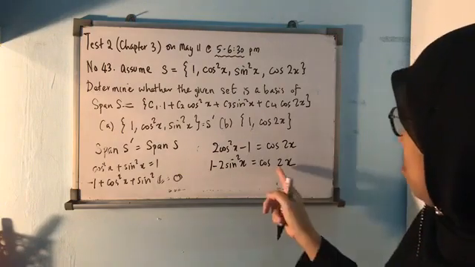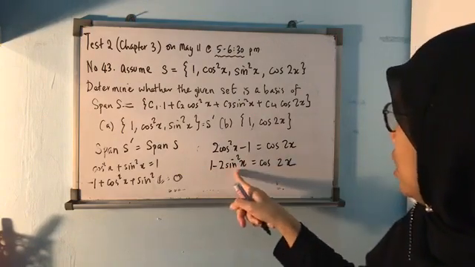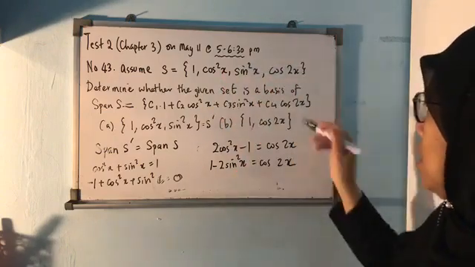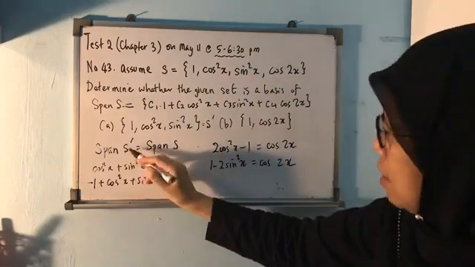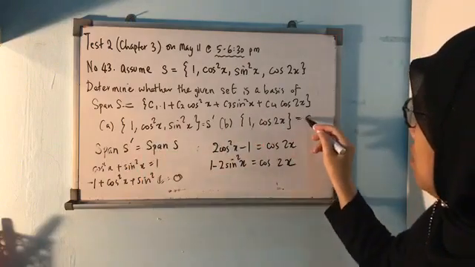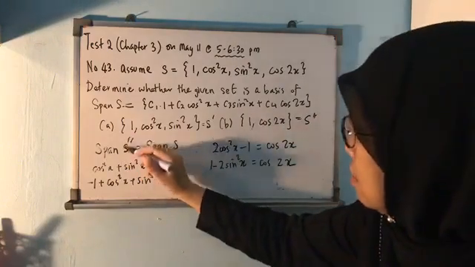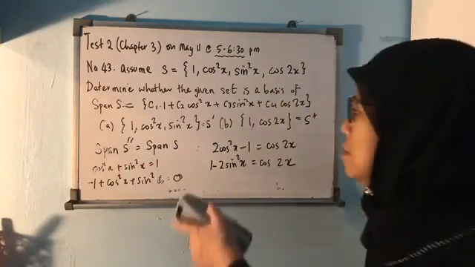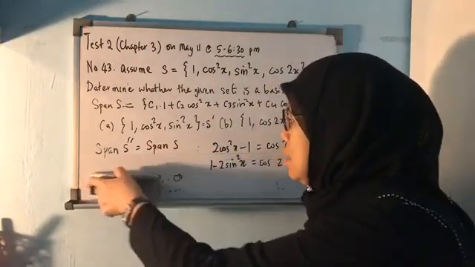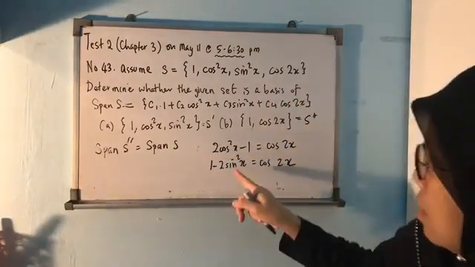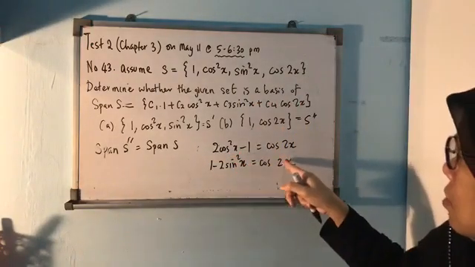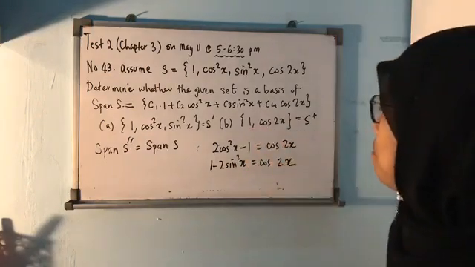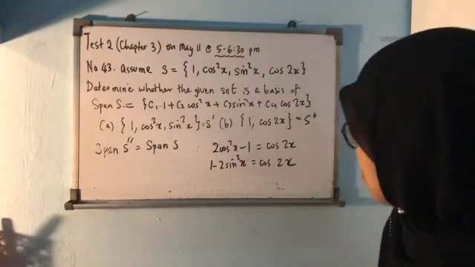Okay, from these two you can also get sine squared. So they span the same thing. So span of S prime, and this one is also called S double prime, span S double prime is equal to span S. Alright, because again you can write sine and cosine in terms of cosine 2x and 1. Now, are they linearly independent or not?